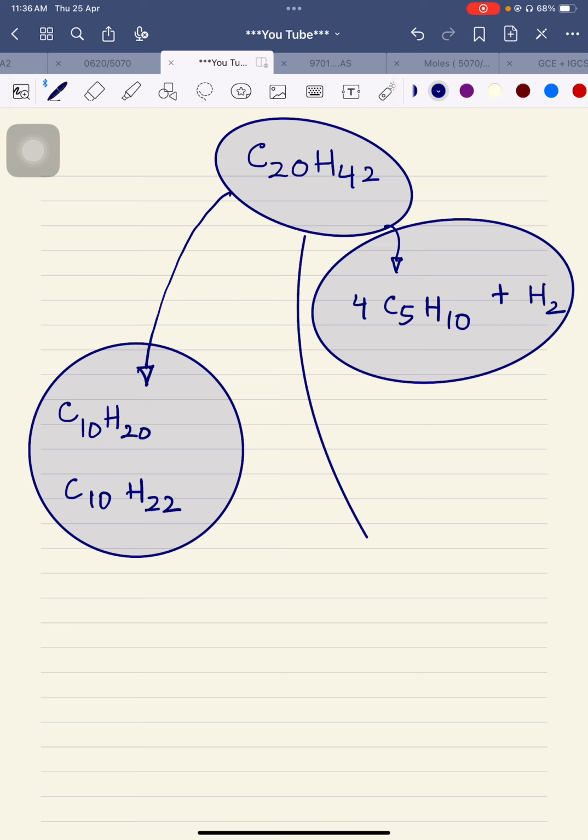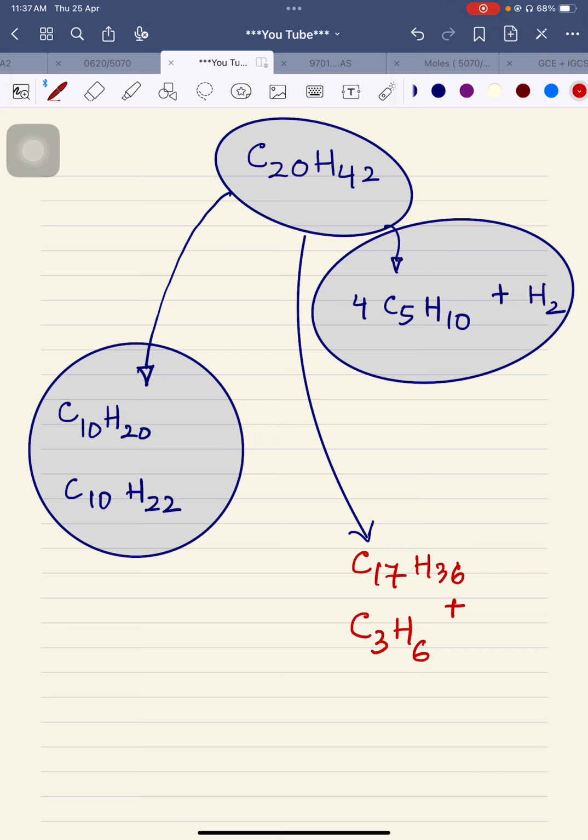Here, for example, he is asking you to prepare an alkene of 3 carbon atoms and an alkane. So here we can say C17 and C3. So C3H6 will be an alkene because he is asking for an alkene of 3 carbon atoms, and C17H36 is an alkane. So guys, these are the different possibilities for cracking.